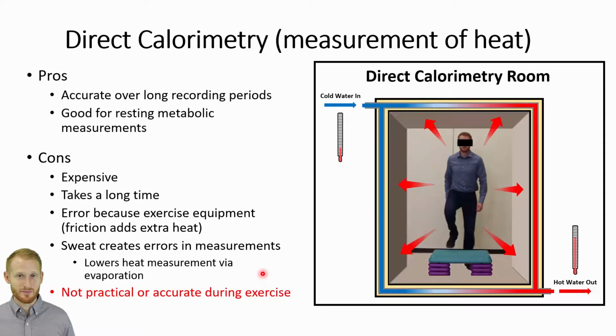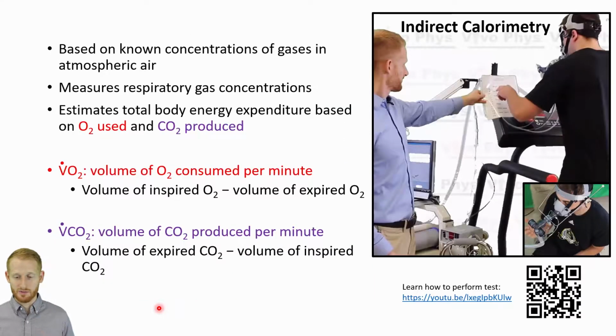So sweat's going to add some error to this measurement because it's going to use evaporation instead of radiant heat in order to get heat off of your body. So in all intents and purposes, direct calorimetry is just not practical, and it's not accurate enough for exercise metabolism to be measured this way. So what do we do? We do something called indirect calorimetry.